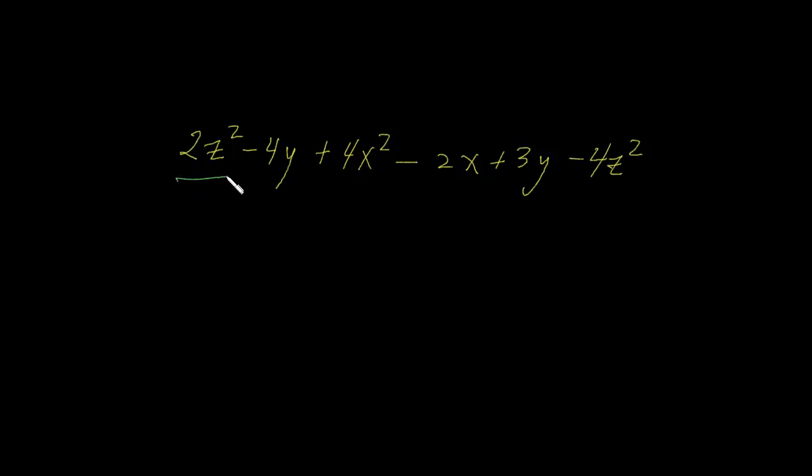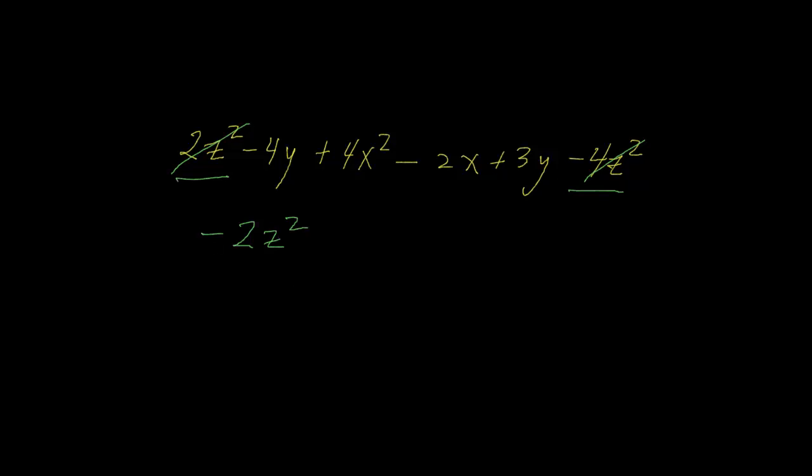We have these z squares here, and we have some more at the end there. We have a positive 2 with a negative 4, so we know that's going to be a negative 2z squared. Those are like terms, and they have been combined. If you wish, you can cross them out or not. That's neither here nor there.